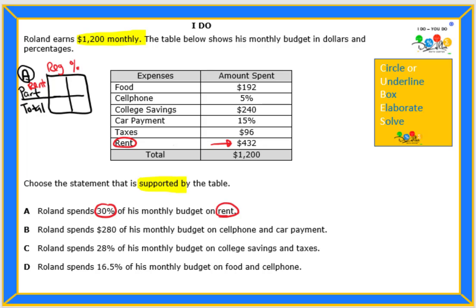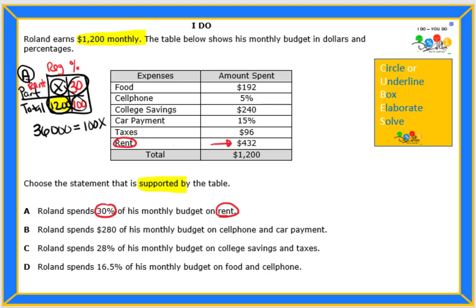Okay, so let's go ahead and use the 30%. We'll put 30% as the part that they're saying is for rent. And then we know that the total in percent is 100, because that would be the entire monthly budget. Now again, the entire monthly budget in dollars is $1,200. So what we're trying to find out is how much rent Roland would pay if the rent was 30% of his budget. So here we're going to cross multiply: 30 times 1,200 is 36,000, and that is equal to x times 100, which is 100x.